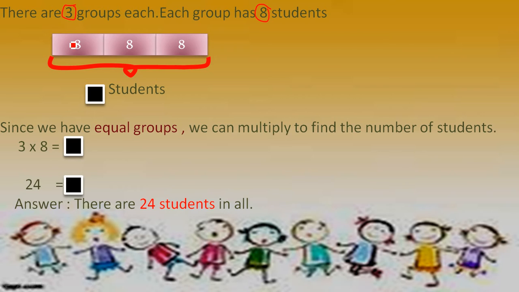So what we have done, we have shown 3 groups and we have repeated 8 in all the 3 groups. So now we have to find out how many students are there. Since we have equal groups, we can multiply to find the number of students. So 3 multiplied by 8, we know 3 8s are 24. So the answer is there are 24 students in all.